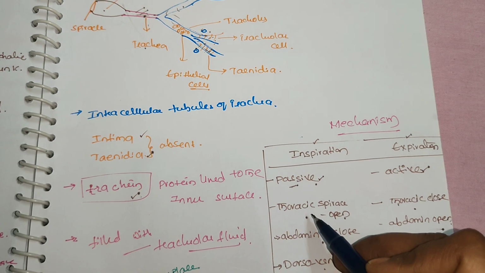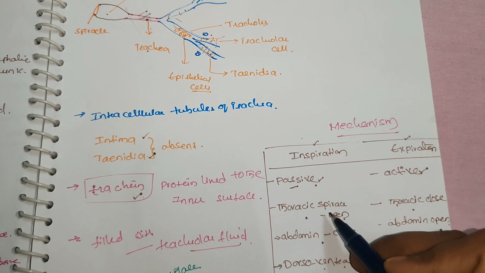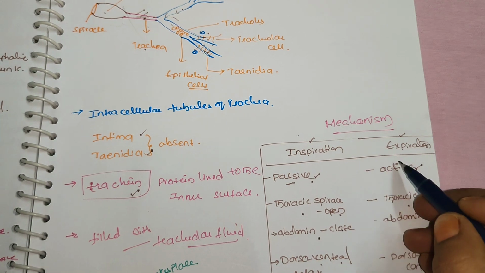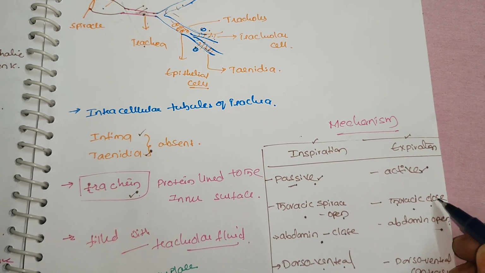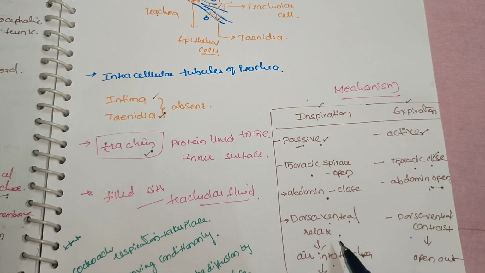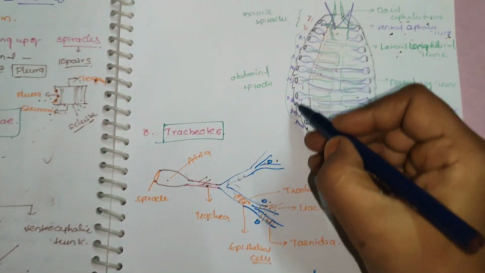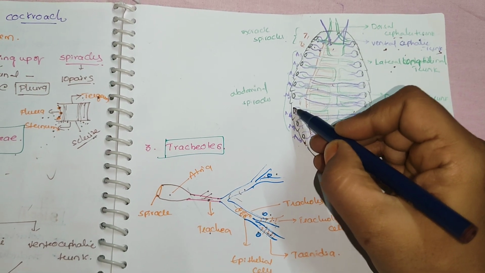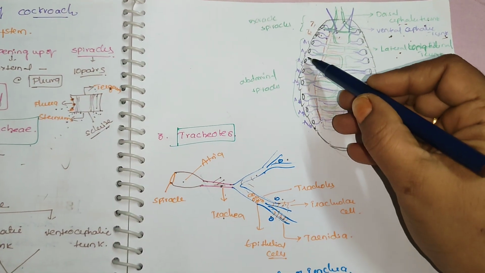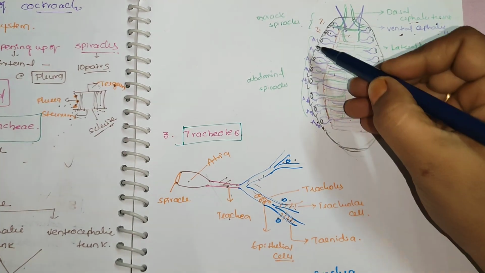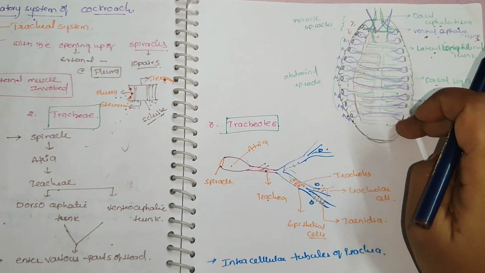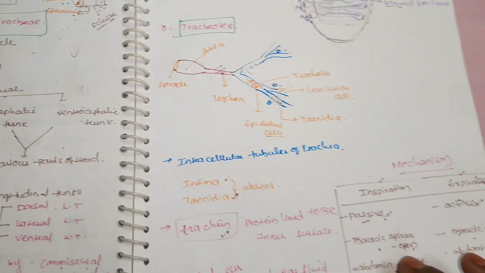So here we have thoracic spiracles and abdomen spiracles, right? In inspiration, the thoracic spiracles are open, then the abdomen spiracles are closed. In expiration, thoracic spiracles are closed, then abdomen spiracles are open. The dorsoventral muscles are relaxed, and air enters the trachea. So it purely depends on the opening and closing of the spiracles. In inspiration, these thoracic spiracles are open, the abdomen spiracles are closed. In expiration, these close, these open. So this totally depends upon the tergosternal muscles or dorsoventral muscles. So that is the mechanism.